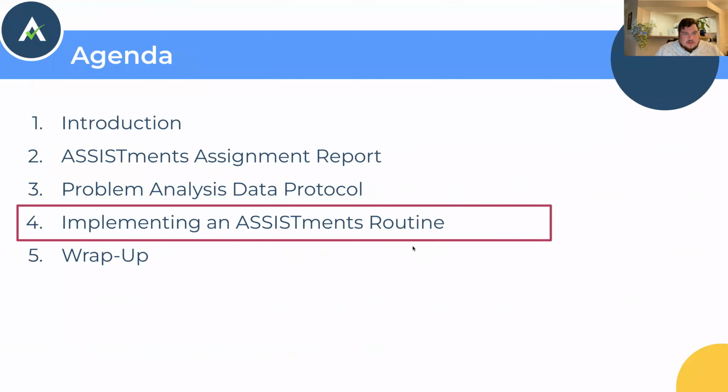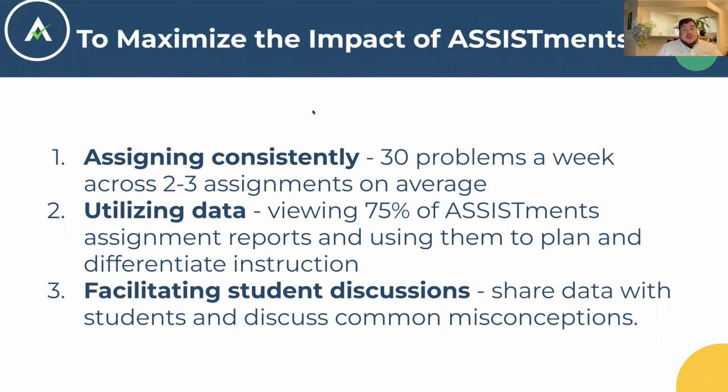So moving right along, we have a few things to think about with your assessments routine. In terms of the research that we've done through WestEd, we had a randomized control trial, and we found that teachers were able to maximize the positive impact of assessments when they assigned consistently, which in the study meant 30 problems per week across 2 to 3 assignments on average. Again, it doesn't mean that you'll be able to do that right off the bat, or that you'll be able to do that every week, but that's the usage where we saw the highest impact on student growth across the year.